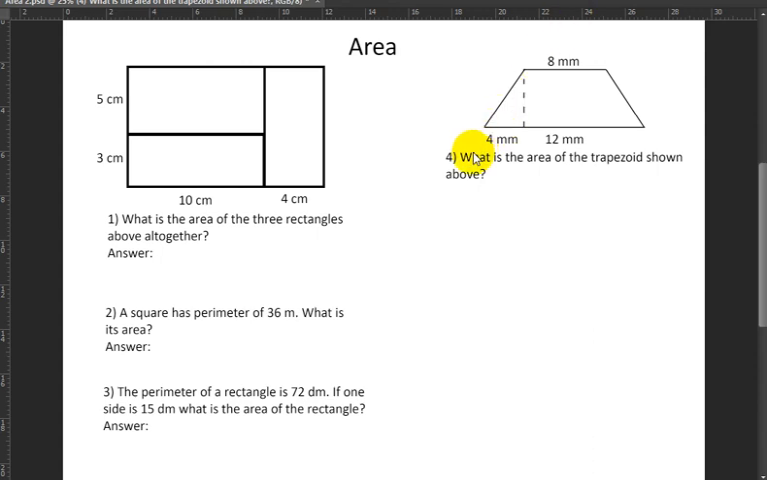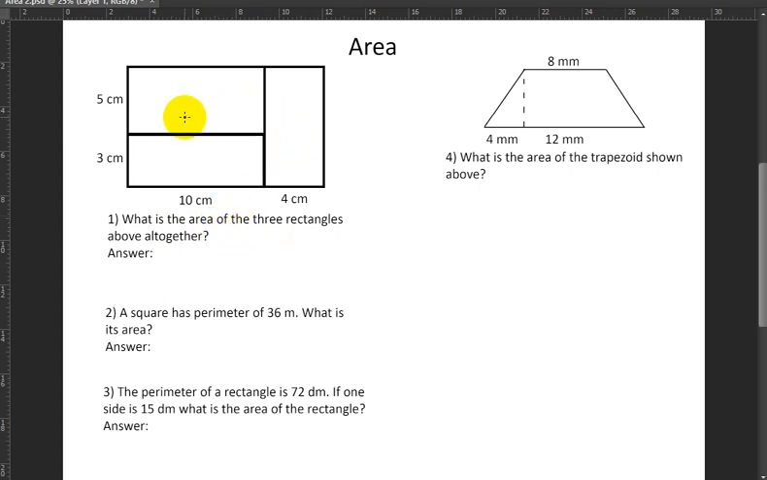Hello everyone. In today's video we will be reviewing what we saw in the last video, so basically how to find the area of certain shapes. Now we are going to be solving some problems together given what we learned yesterday. So let's get started. Problem number 1 says, what is the area of the three rectangles above altogether?